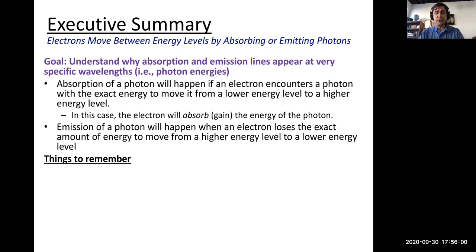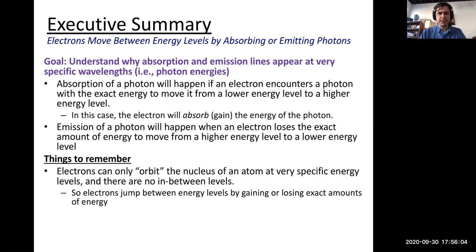To get there, though, there are a couple of key things that we need to remember. Now, I've already touched on these. Electrons can only orbit the nucleus of an atom at very specific energy levels. There are no in-between levels.